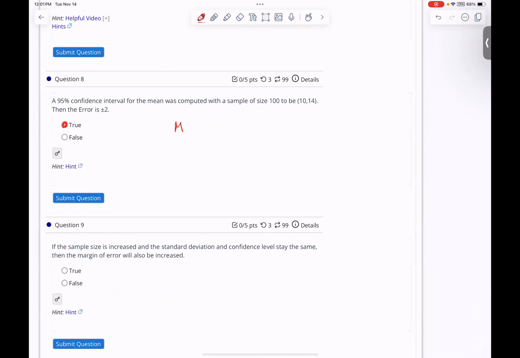The mean can be calculated using the confidence interval by taking the average of the lower limit and the upper limit and dividing that by 2. So if we take 10 plus 14, and we divide that by 2, that's going to be 12. And 10 is 12 minus 2, and 14 is 12 plus 2. So the error then would be plus or minus 2.